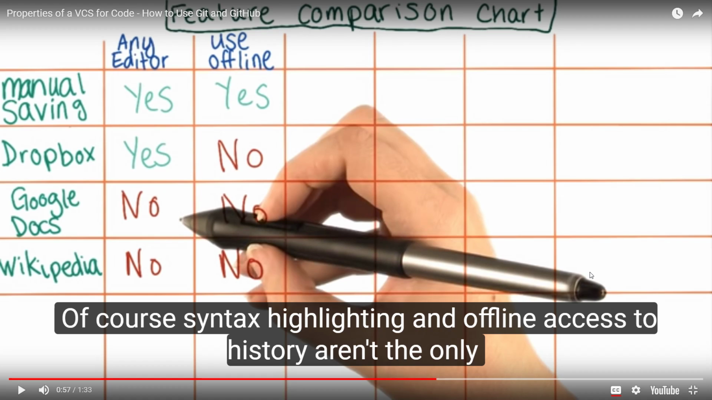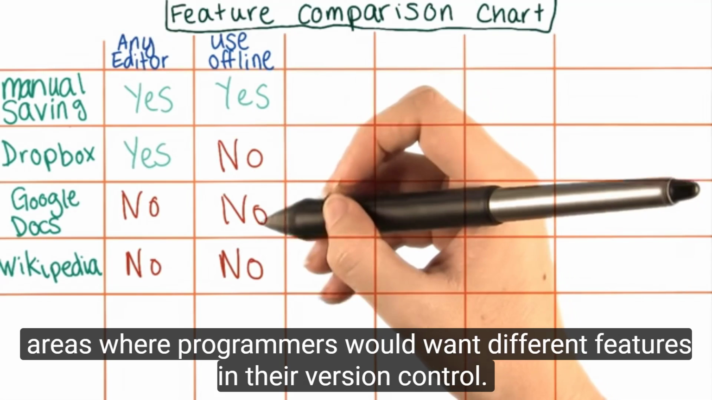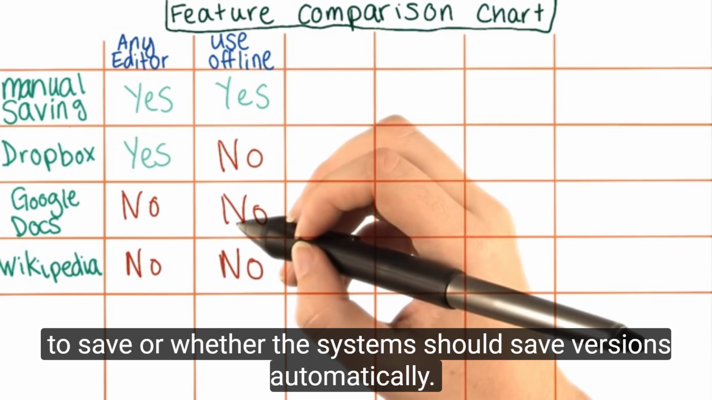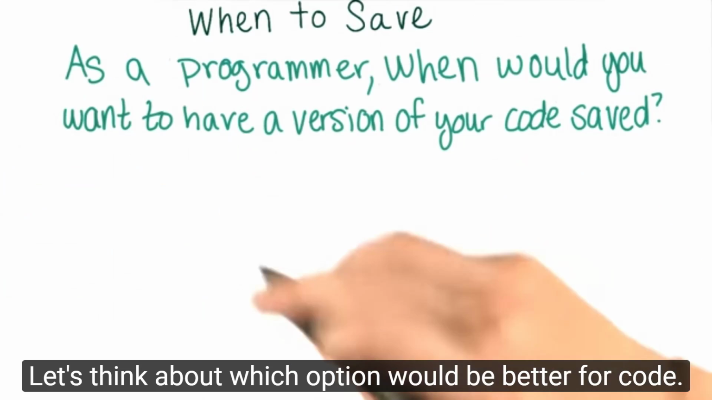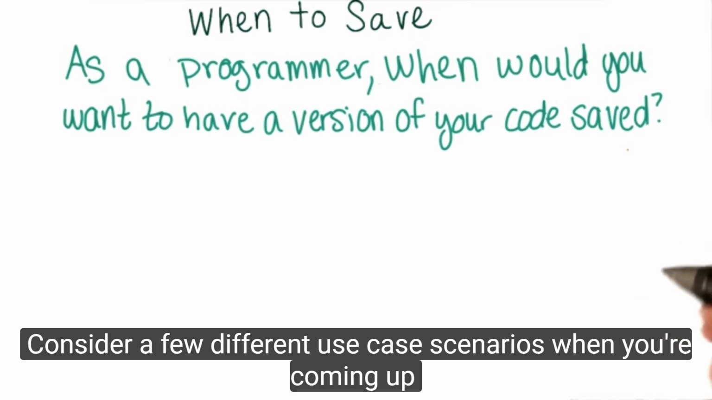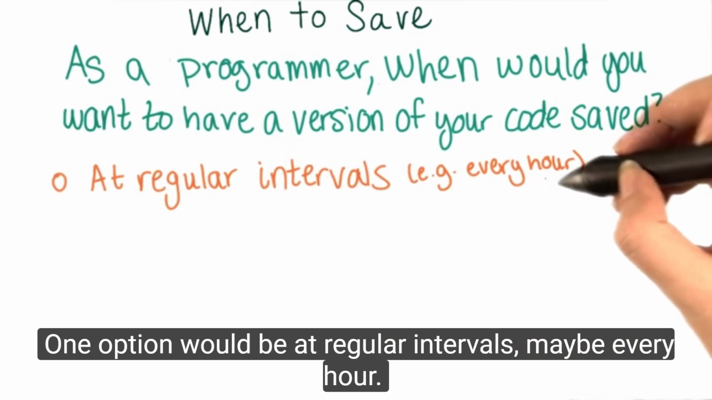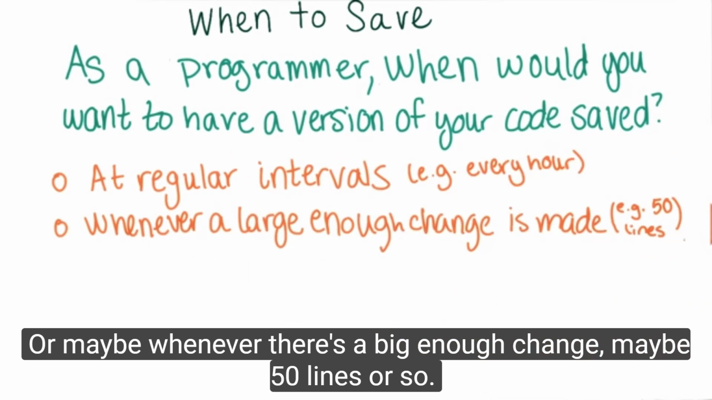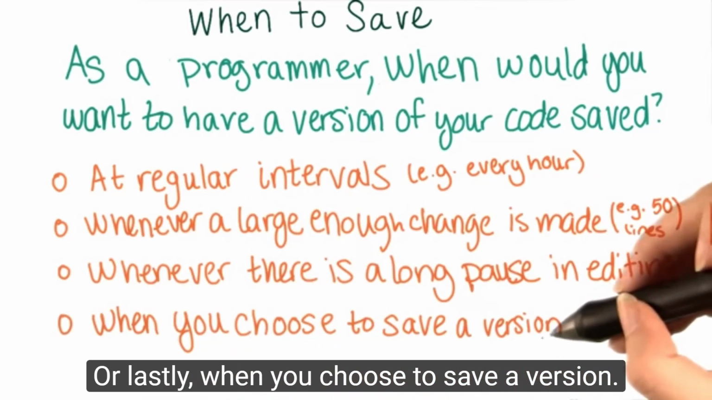So let's keep going. Offline access to history isn't the only area where programmers would want different features in their version control. The next feature I want to consider is whether users should manually choose when to save, or whether the system should save versions automatically. Let's think about which option would be better for code. As a programmer, when would you want to have versions of your code saved? Consider a few different use case scenarios when you're coming up with your answer. One option would be at regular intervals, maybe every hour, or whenever there's a big enough change, maybe 50 lines or so, or when there's a long pause in editing, or lastly, when you choose to save a version.